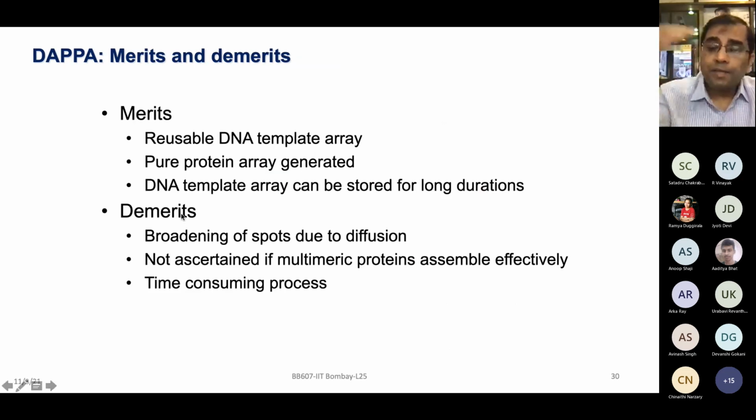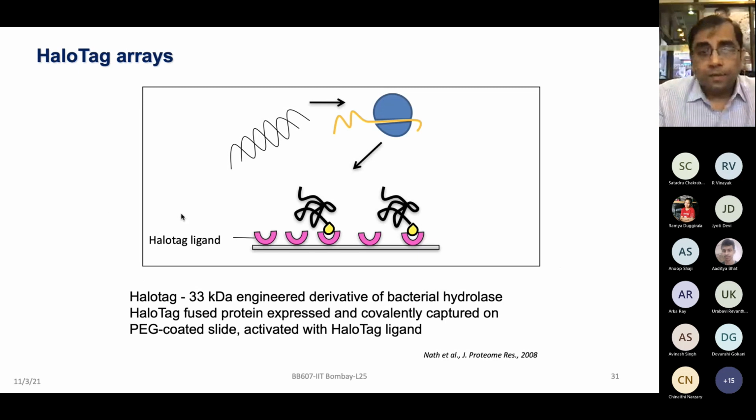Demerits were, when you are passing through the permeable membrane, it is going to broaden the spots due to diffusion. If multimeric protein complexes are formed, they may not be able to pass. And the overall process was time consuming and costly. So these were some of the challenges of using the DAPA array.